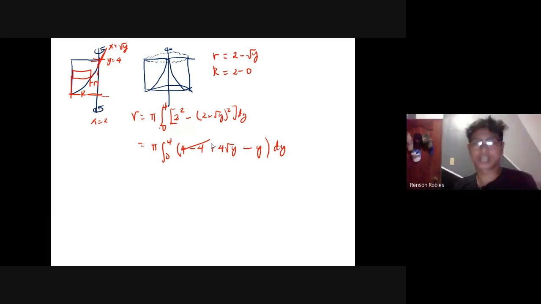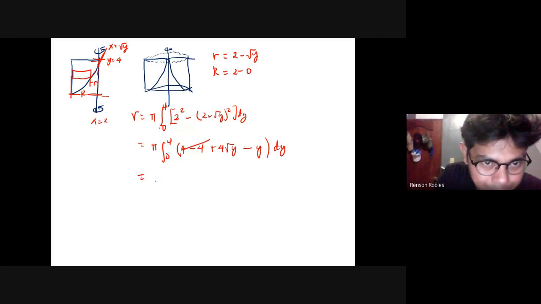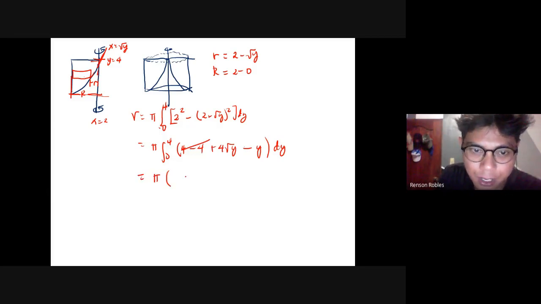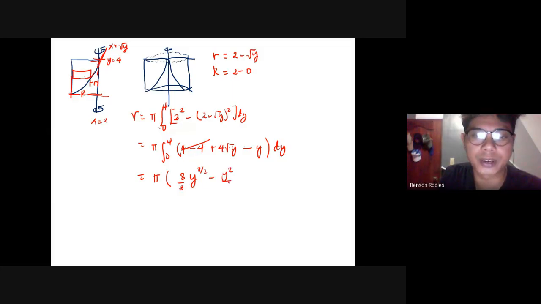Okay. So you now have pi. We now integrate this. 4y to the 1 half plus 1, 3 halves. Then you take the reciprocal of this, 2/3, and multiply it to 4. That's 8 over 3, minus y squared over 2 evaluated from 0 to 4.